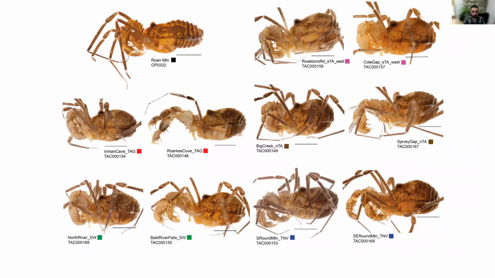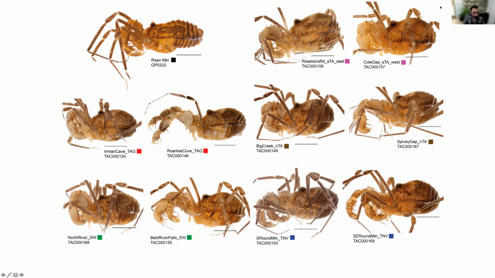So starting with morphology, here are some general habitus images from across the distribution. I'll point out this single specimen here, of Roan Mountain. I'll be mentioning this one several times. This is the only specimen we found that looks diagnosable from the rest of Theromaster brunneus, which is here, and they are all pretty much morphologically homogeneous.